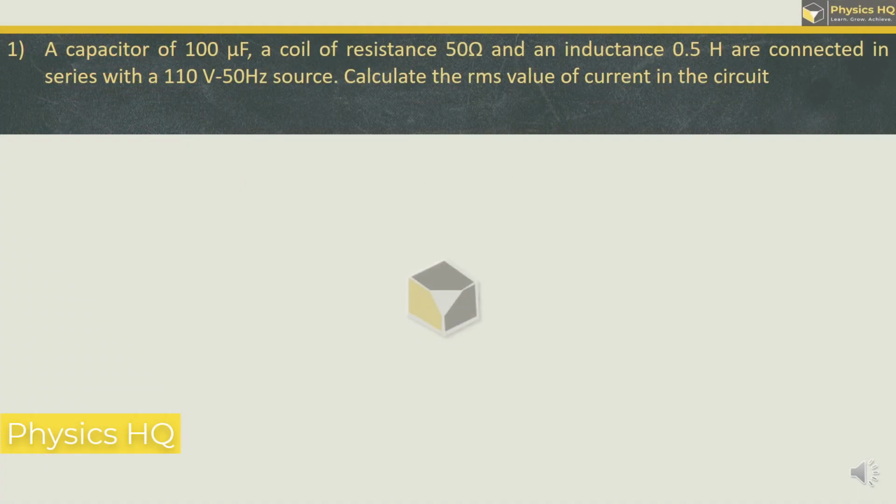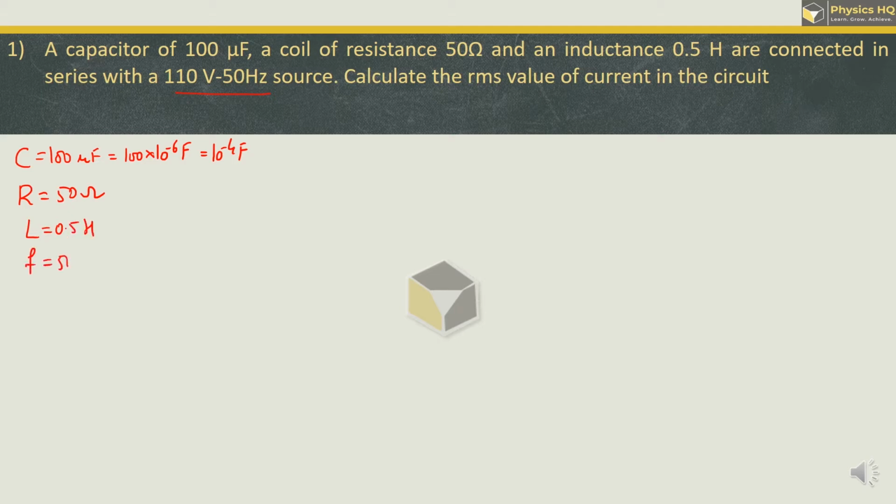A capacitor of 100 microfarad, coil of resistance 50 ohm and an inductance 0.5 Henry are connected in series with a 110 volt 50 Hz source. Calculate the RMS value of current in the circuit. So capacitor is 100 micro, which is 10 raised to minus 6 farad, or we can write it as 10 raised to minus 4 farad. Resistance is 50 ohm. Inductance is 0.5 Henry. Frequency of the source is 50 Hz. ERMS is given as 110 volt. We have to find what is IRMS.